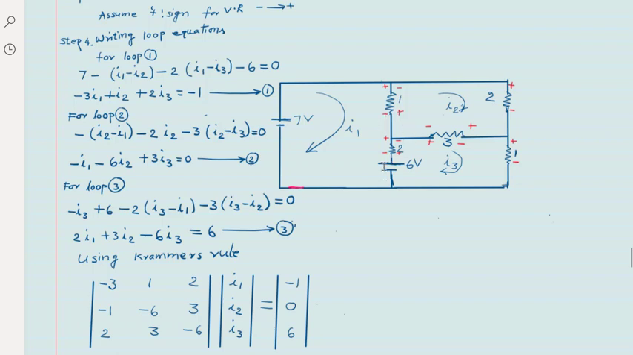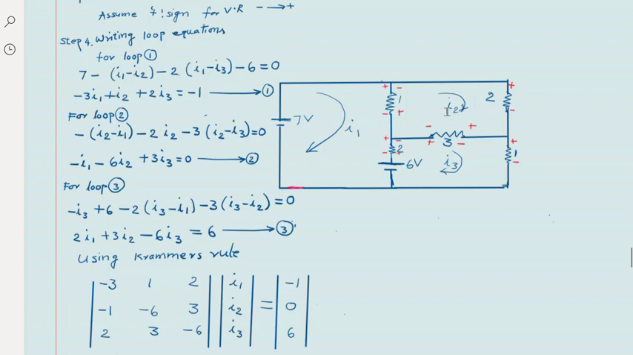Next there is another element in loop 1, the 2 ohm resistor. First I1 is entering here, then leaving. First entering we call positive and leaving negative. Here there is a voltage source, but voltage source polarity does not change with respect to the chosen current direction. Then here we have the 7 volt source, and its polarity is also fixed. It will not change with the assumed current direction. The bottom plate is always negative, and the top plate is positive.